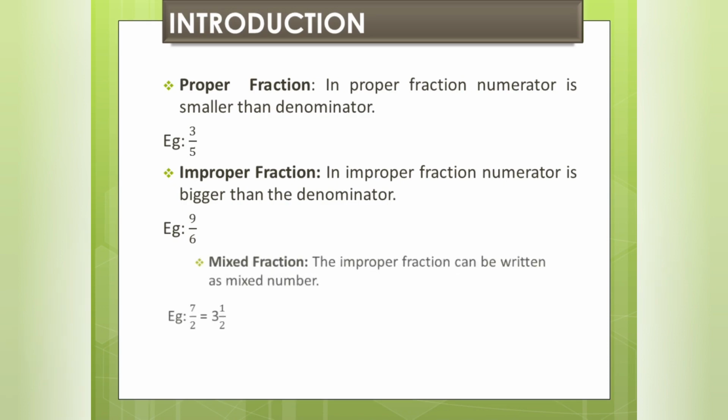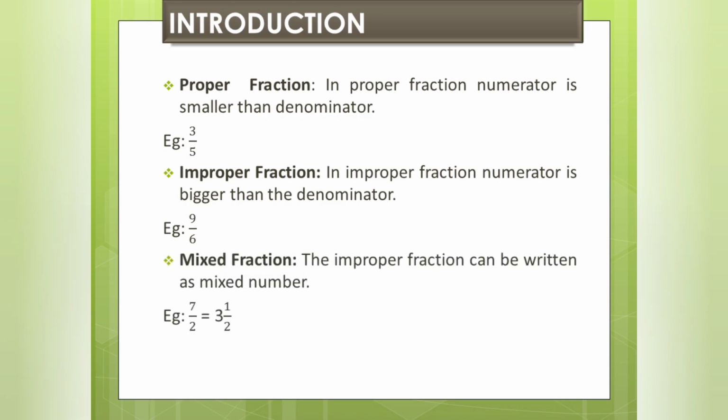Next one, mixed fraction. An improper fraction can be written as a mixed number. Example, 7 upon 2. If we divide 7 by 2, we'll get 3 integer 1 upon 2. That is a mixed number.